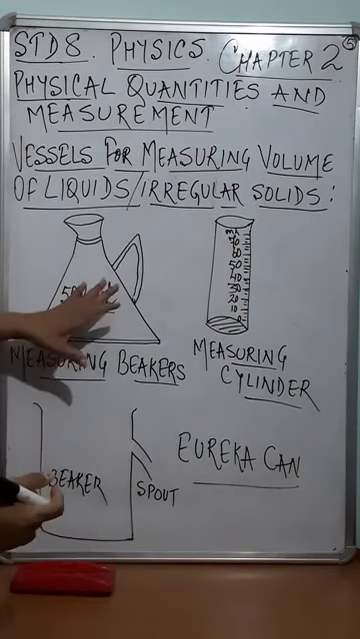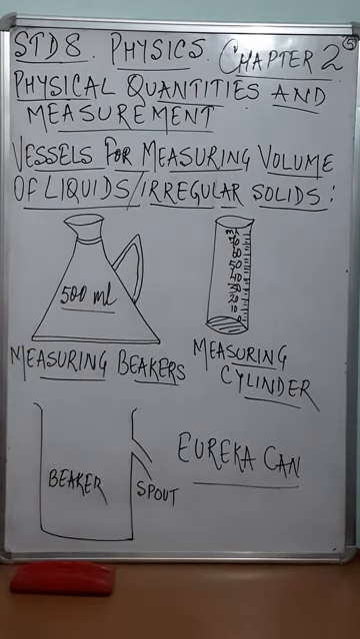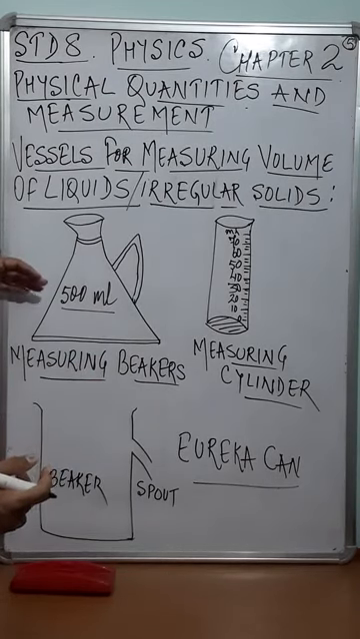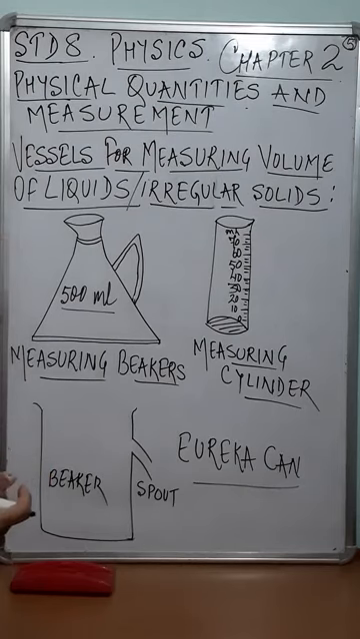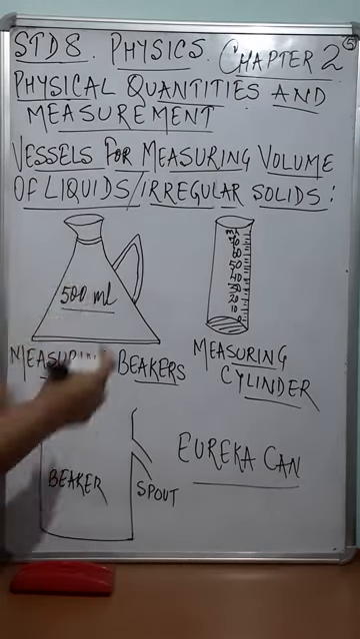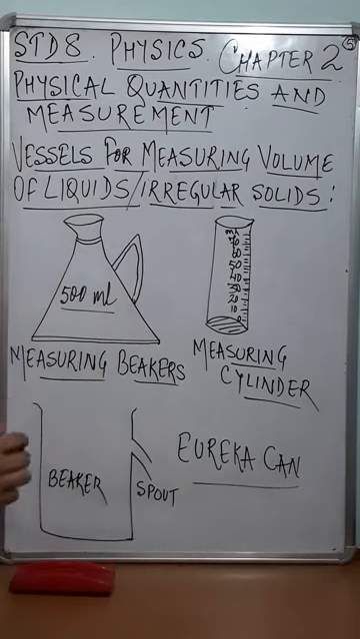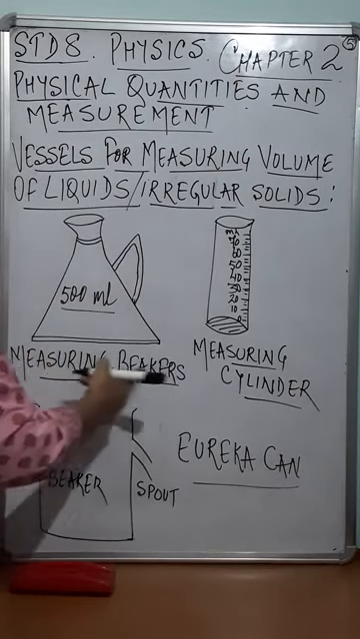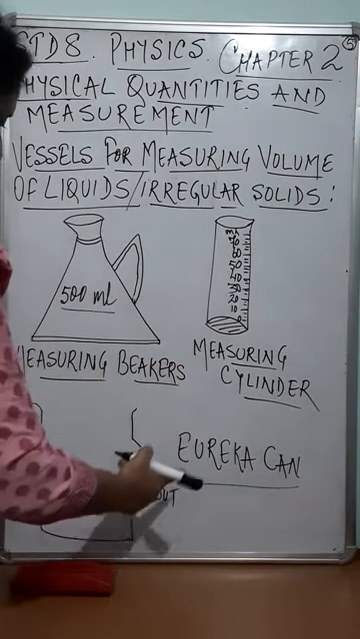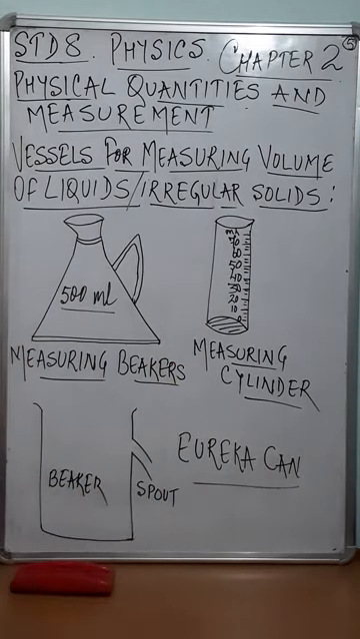So this helps us. These are some of the instruments. There are many more, but up to this level we have these vessels which are to be used for measuring the volume of liquids or irregular solids: a measuring beaker, measuring cylinder, and a eureka can.